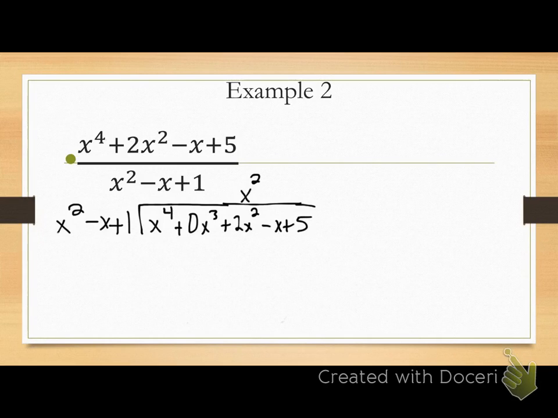So now I need to take this x squared up here and multiply it through my divisor. So what's x squared times x squared? X to the fourth. X squared times negative x. Negative x cubed. X squared times 1. 1x squared or just x squared. What do I do with that? Can you subtract it? Subtract it.